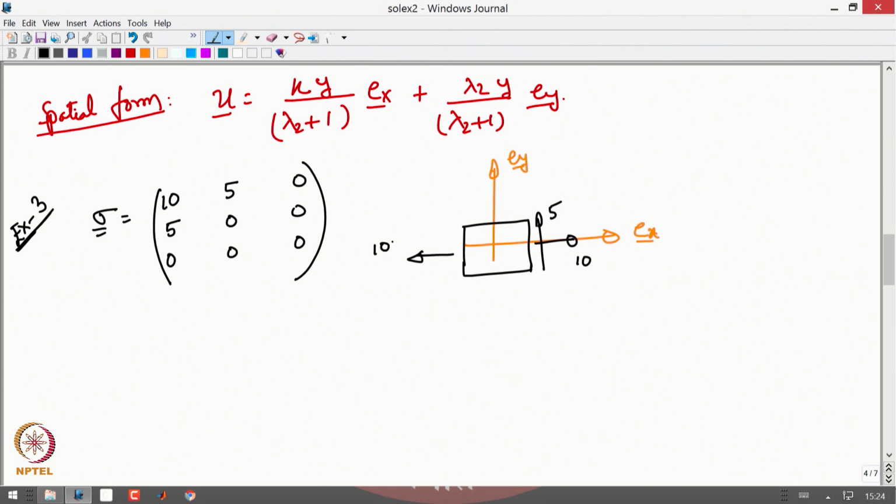From equilibrium or otherwise you know that this will be 10 and this is also going to be 5 and this shear is also going to be 5. Okay. This is the representation of the stress matrix or stress tensor as a figurative representation of the stress state.